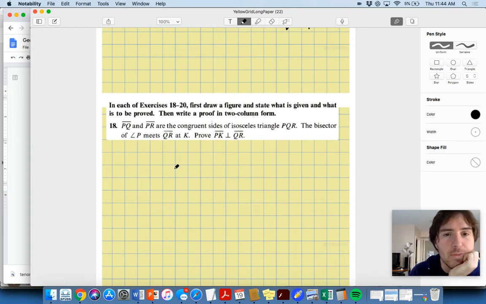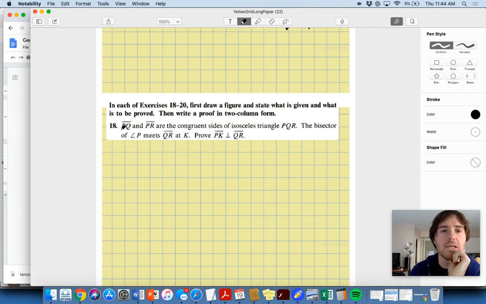It says that PQ and PR are the congruent sides of isosceles triangle PQR. The bisector of angle P meets segment QR at K. Prove segment PK is perpendicular to segment QR. Wow, that's a lot to digest. I imagine some people reading that being like, I don't know where to begin. So maybe let's just try to chunk this up real quick because I think this feels overwhelming.